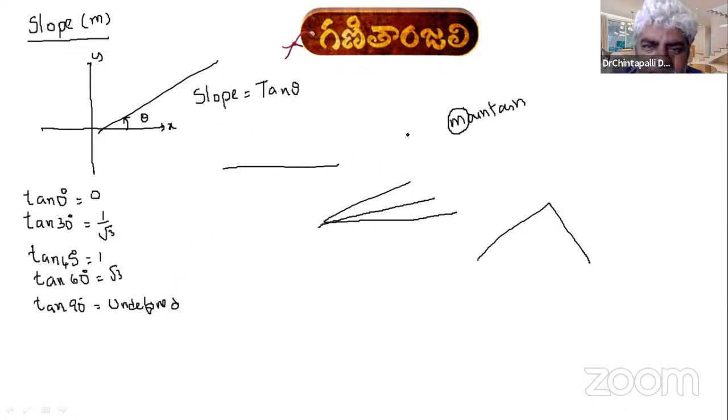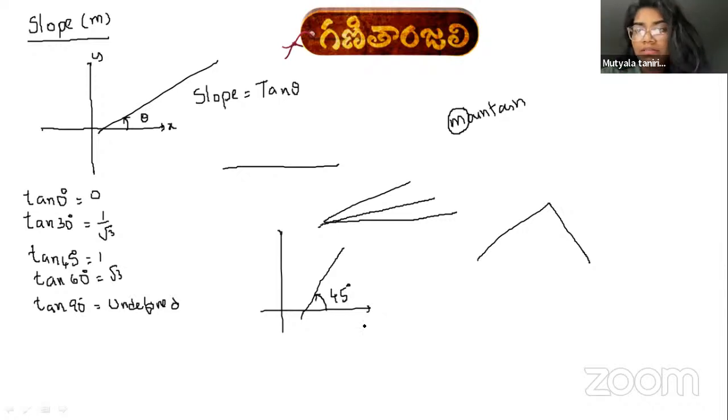There is a line which makes 45 degrees with the x-axis in a positive direction. I'm asking you, what is the slope of this line? 2 by 2, 1, sir. Yeah, the slope of this line is 1.